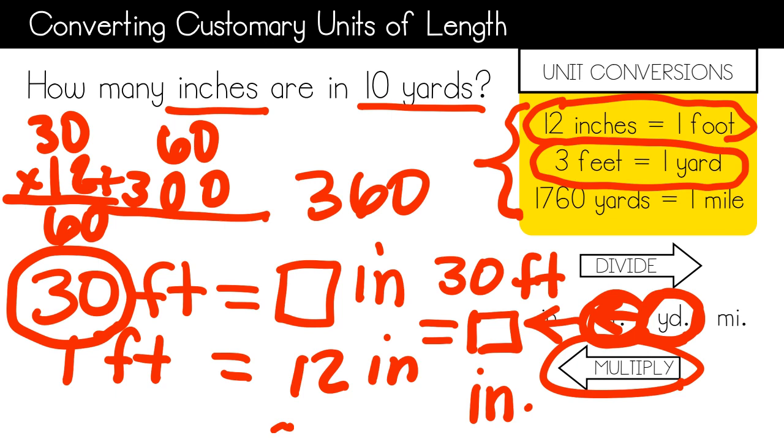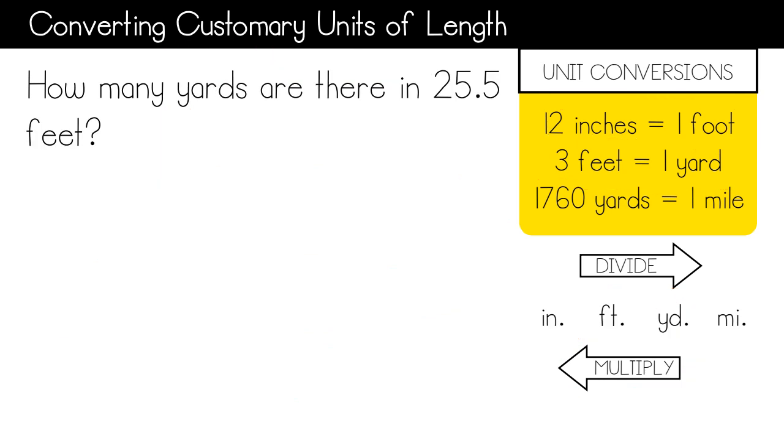I add those partial products together, and I get 360. So now I know that 360 inches is equivalent or equal to 10 yards. Now this problem is a little bit more tricky than our basic problems we did before this. So if you got caught up on this, don't worry, we're going to do lots of practice with this.